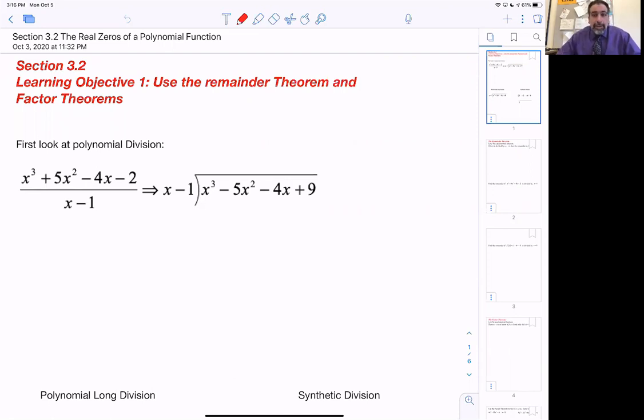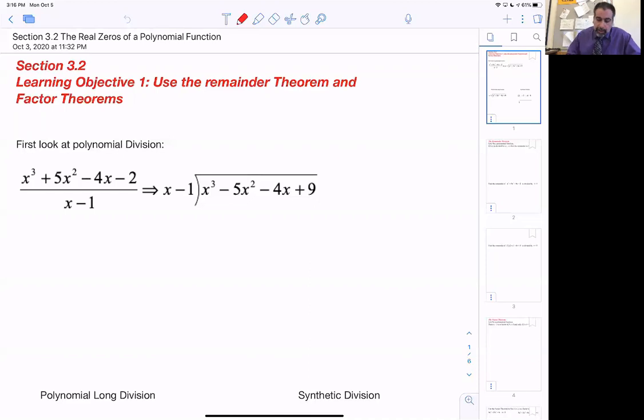We're going to be looking at section 3.2 today. Our first learning objective is using the remainder theorem and factor theorems. It sounds kind of scary, but it's really not that bad if we just break it down. But the first thing I need you to remember is, do you remember how to do polynomial division? Okay, because we're going to be using that quite a bit.